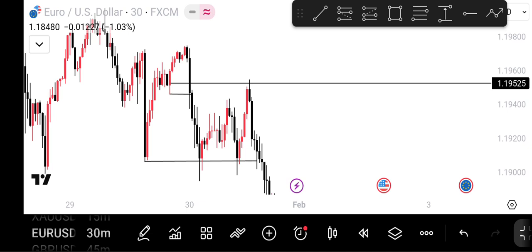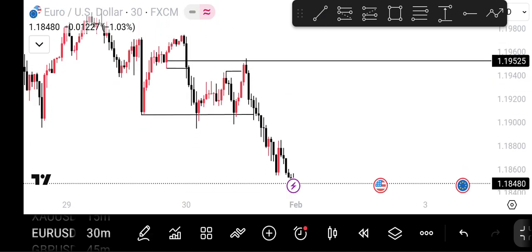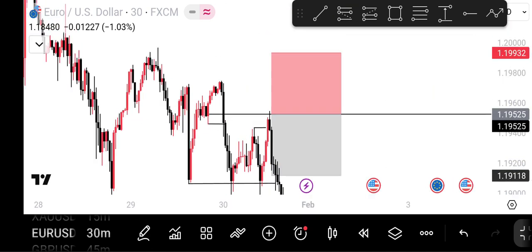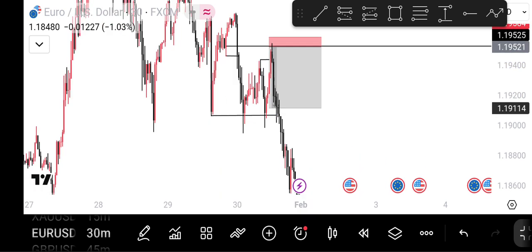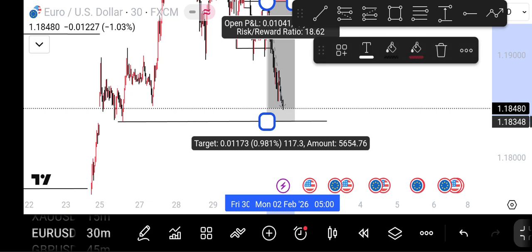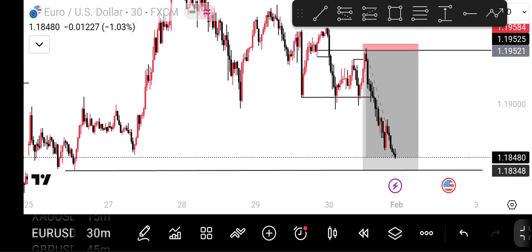You can see price formed inducement right here, and price started pushing to the downside. So for next week, we just have to wait for market open to know where we can take EURUSD, and we can start scaling on our buys, or if we are able to scale in on our sales, we can also scale in on sales right now.